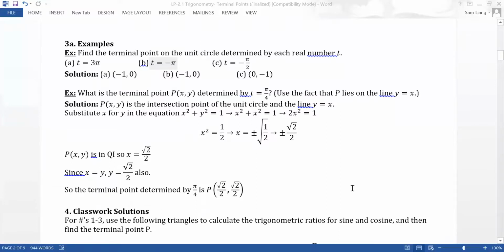Okay, so if you need any of these solutions, please pause the video here. These are the answers to this first example. This is the answer to this second example. Okay. But from there, I'm going to go on to the classwork.